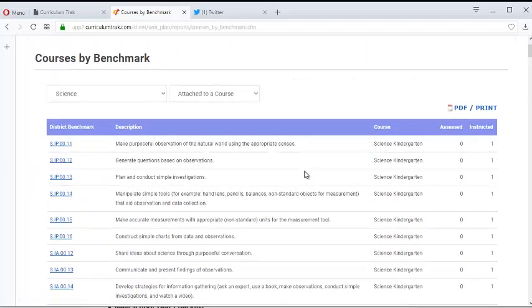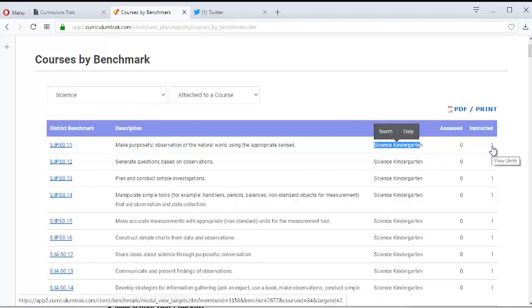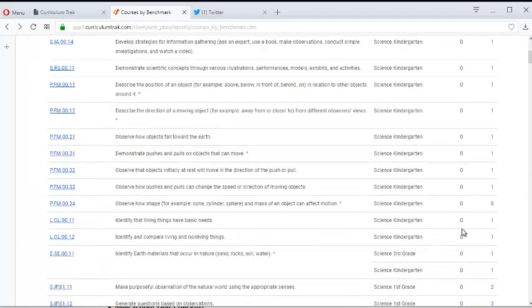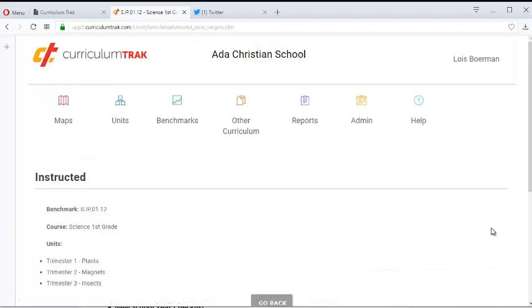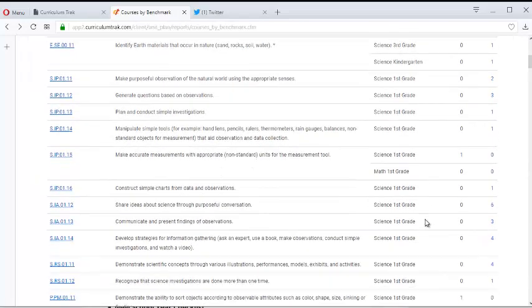And for each of those then, it's showing which course or courses it's attached to. So this first one is attached to Science Kindergarten, and it currently is not being assessed, but it's being instructed in one unit. You can go ahead and click on this if you want to see what unit it's actually being instructed in. Notice the zeros are not hyperlinks because there's really nothing to see. So if I click on this one, notice there's 3 different units where it's being instructed.